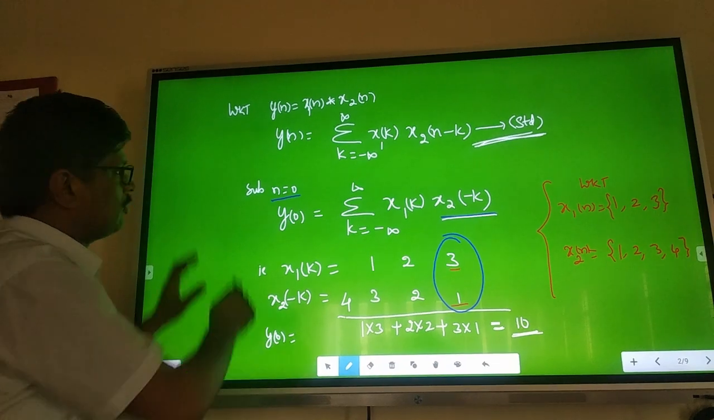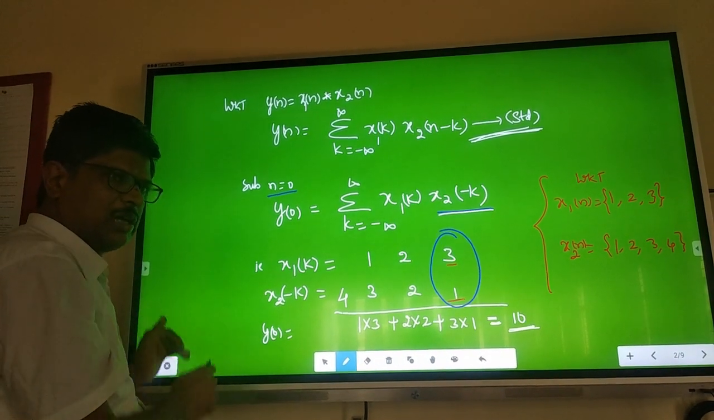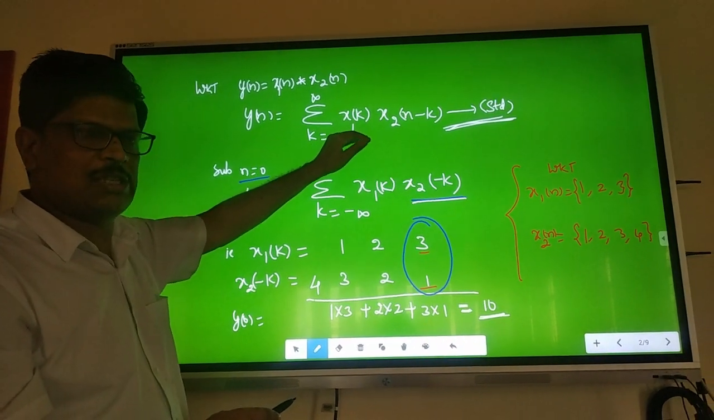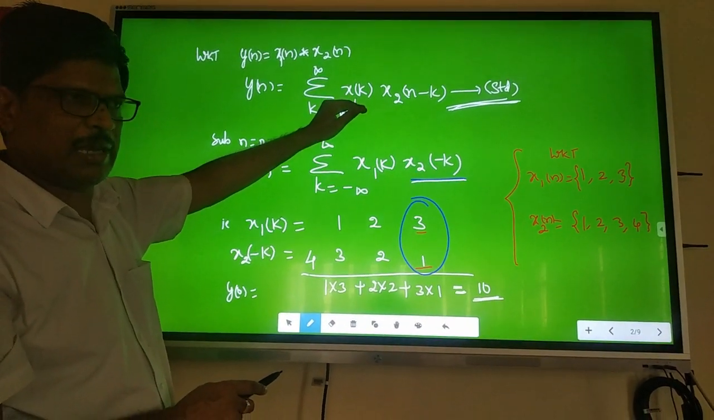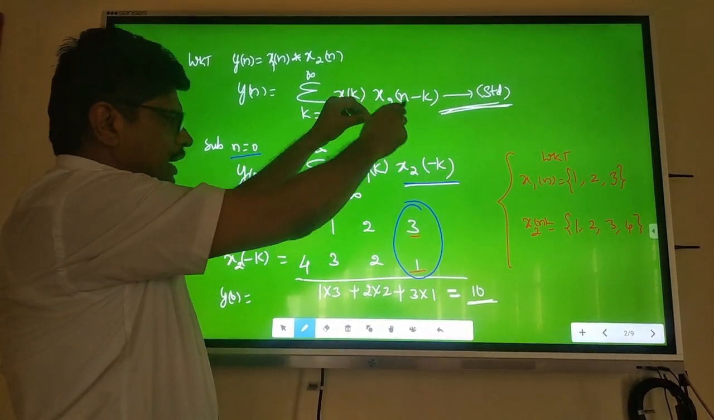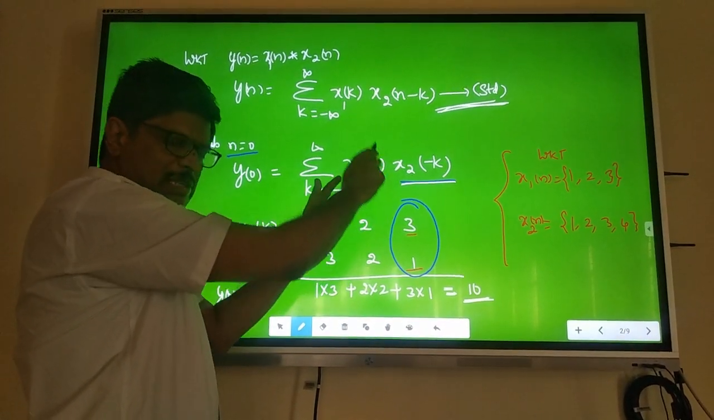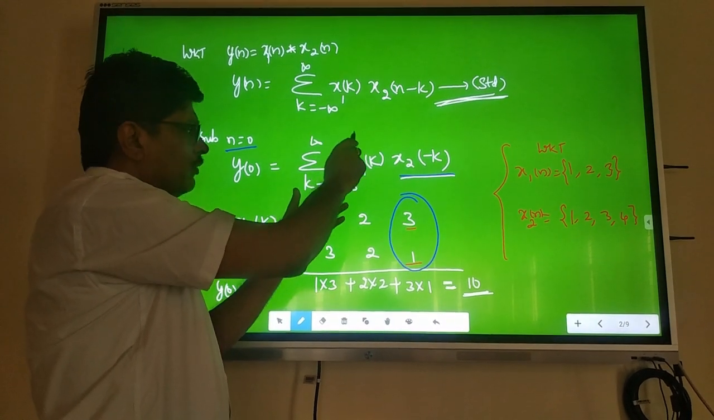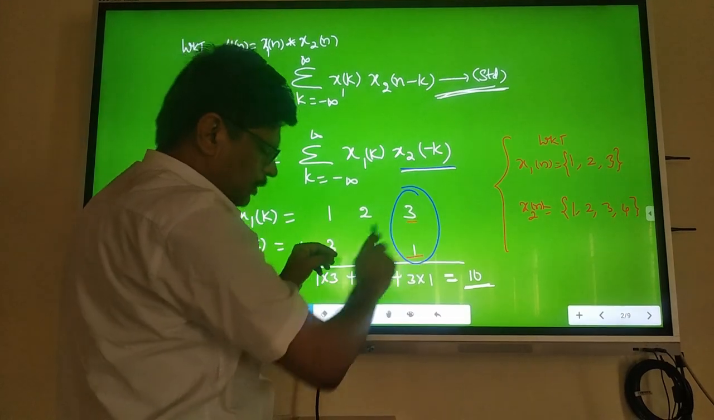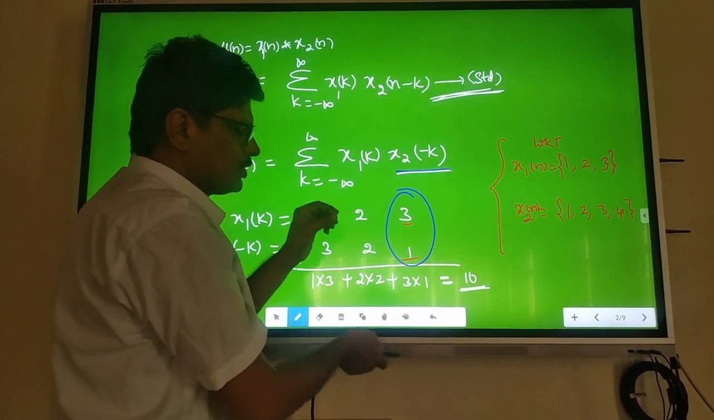We wrote x1n as it is, without changing anything. Only h of k, h of n changed. The first time we wrote it, then the second time we just shifted h of n by 1 to the right. Then we multiplied with all samples, then shifted one more and multiplied with all samples.